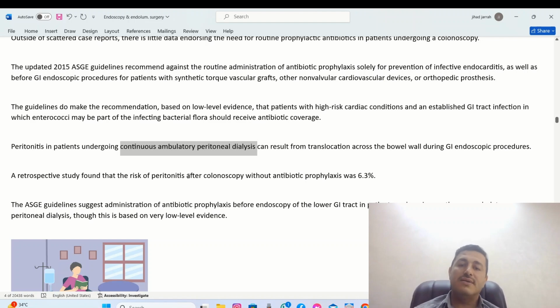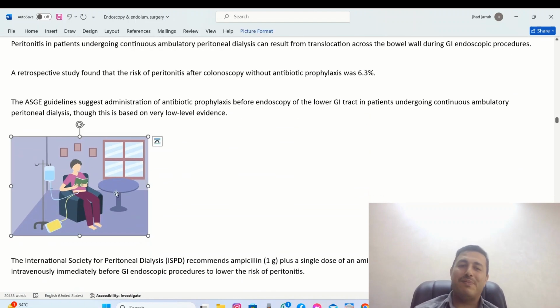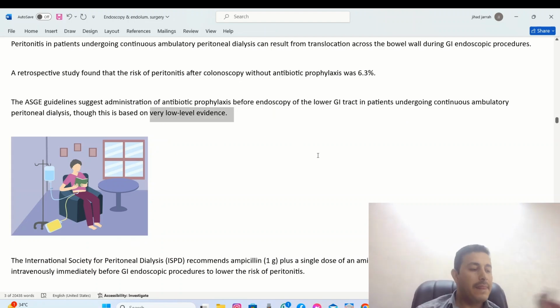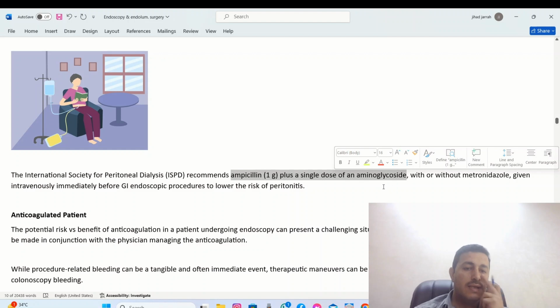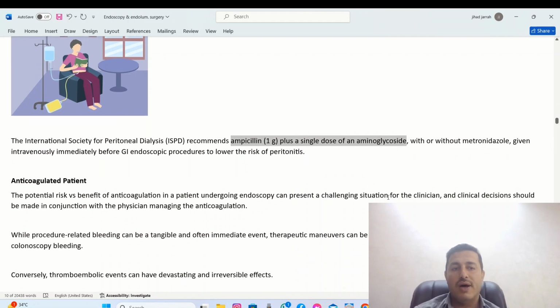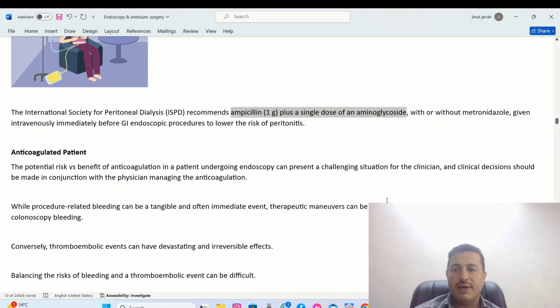In order not to disturb you, I bring a picture of a patient with continuous ambulatory peritoneal dialysis. Yes, it's recommended to use antibiotics based on low level evidence, but it's recommended. What antibiotic to give if we are going to give antibiotics? It's recommended to give ampicillin 1 gram plus a single dose aminoglycoside with or without Flagyl or metronidazole.